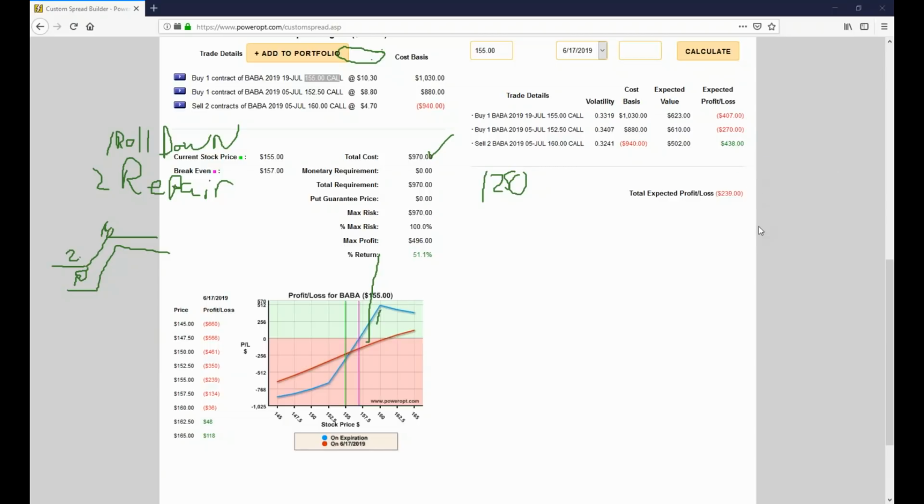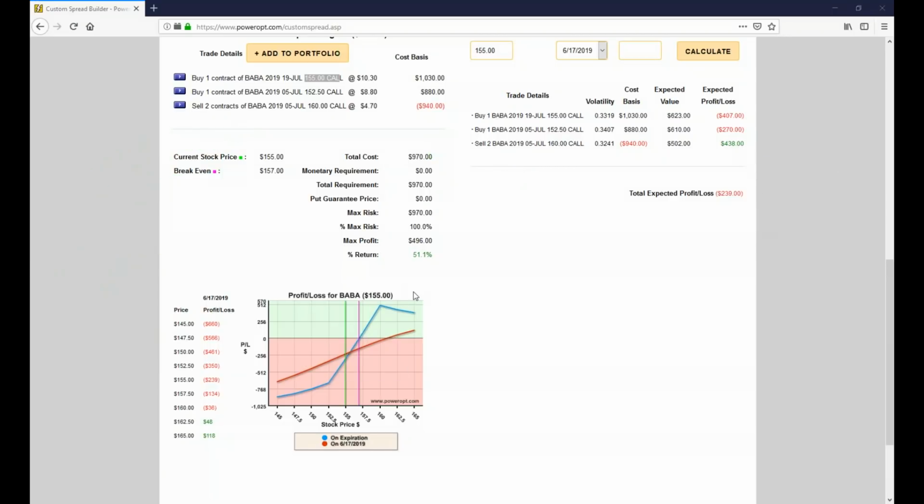You'd have to average and roll down first, then you could analyze the stock repair, get your break even back to about 157. What's the problem? The problem is this really didn't address too much of the downside. It increased your risk by 4, from 240 per contract to 970. If Alibaba continues to fall, you might double or triple your loss on this particular position.